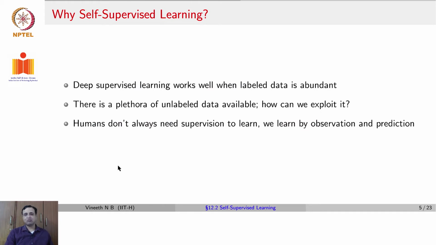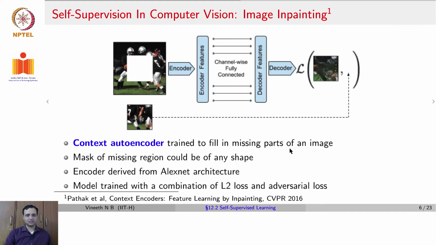Why do we do this? Why self-supervised learning? We know that deep supervised learning works well when there are large amounts of labeled data. However, in the real world, we also know that we have large amounts of unlabeled data. How can we exploit this? We take inspiration from humans, who don't need supervision to learn everything. They learn by observation and prediction and by self-feedback. You try something and you see how that boomerangs on you or how that affects you, and then you keep recalibrating based on a self-supervised or self-feedback paradigm of learning. That's the idea of self-supervision.